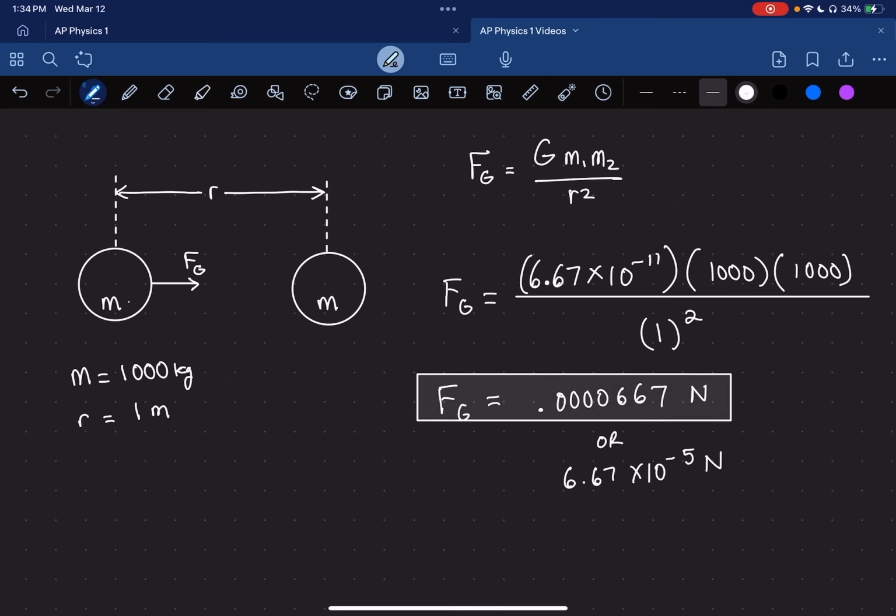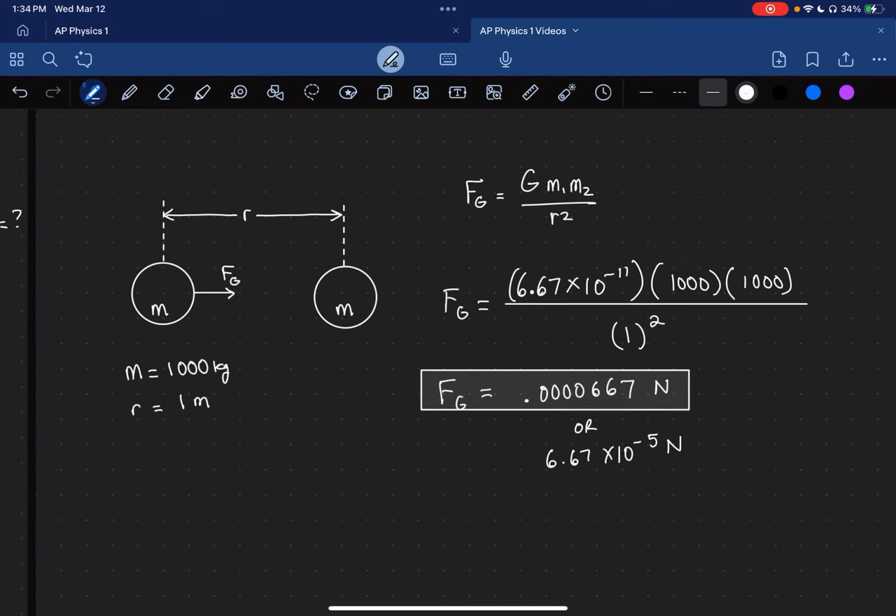Now notice the gravitational force between two 1,000 kilogram masses. Now that's a lot of mass. I don't think you can carry that amount of mass, right? But look at how much gravitational force there is between them. Very small. It's not even a Newton. Much, much less than 1 Newton. So gravity is very weak. It takes masses on the order of planets and stars for gravity to really have a strong effect.